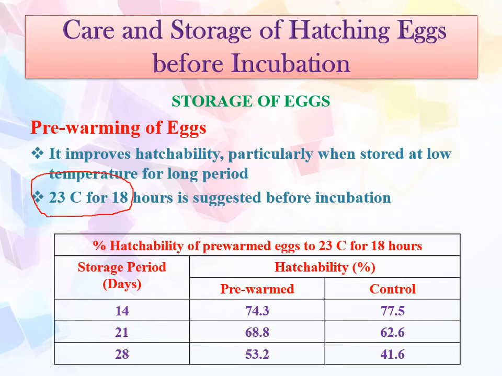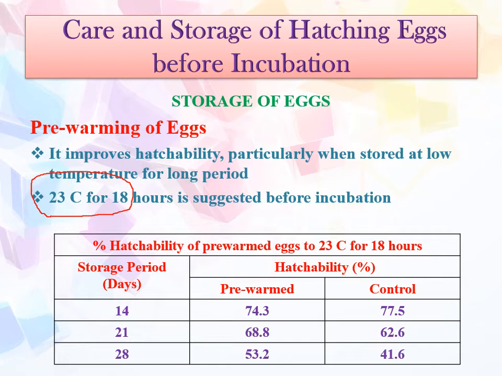So pre-warming means generally, whenever the eggs are stored for more than 3 days, they are stored at around 10 to 16 degrees. So before putting them into the incubator, for 18 hours they are put at a higher temperature, somewhat 23 degrees centigrade. Why? Because in the incubator the temperature will be around 37 degrees.